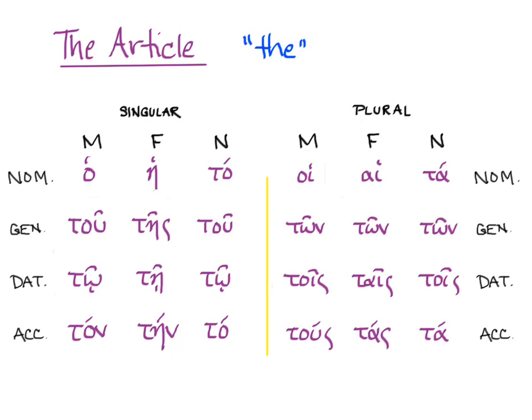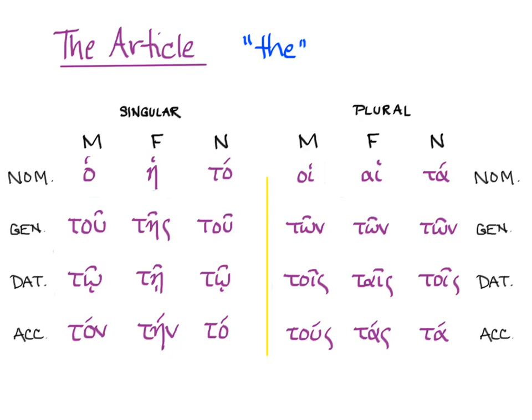These are the forms you simply have to memorize. Notice that these are mostly the first and second declension endings that you've already learned. Usually we learn them by case: ho hē to, tou tēs tou, tō tē tō, ton tēn to, hoi hai ta, tōn tōn tōn, tois tais tois, tous tas ta.